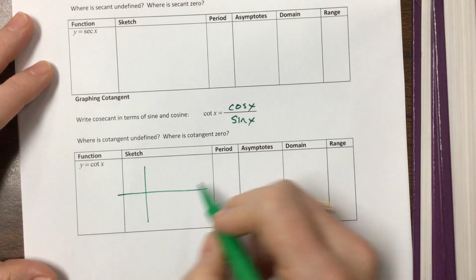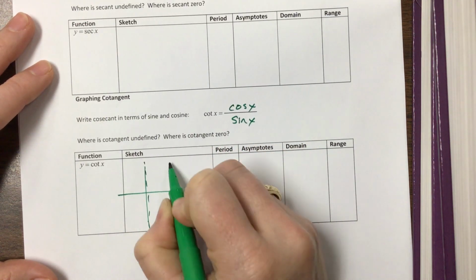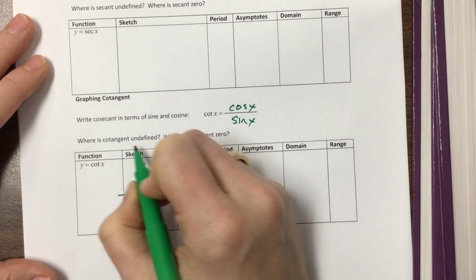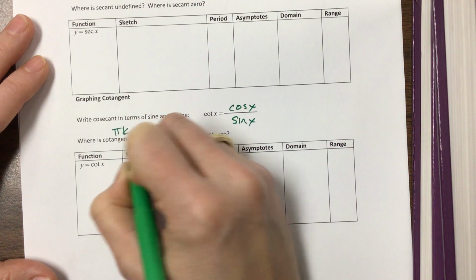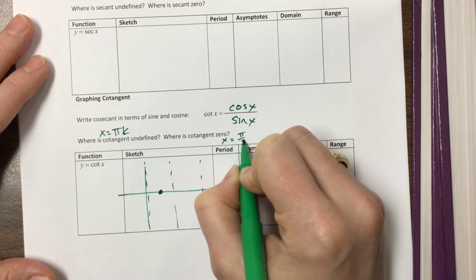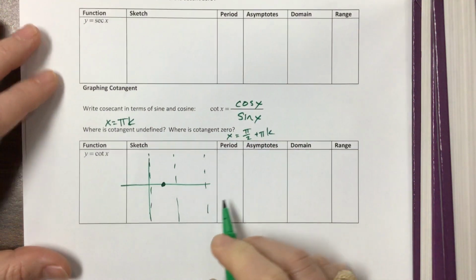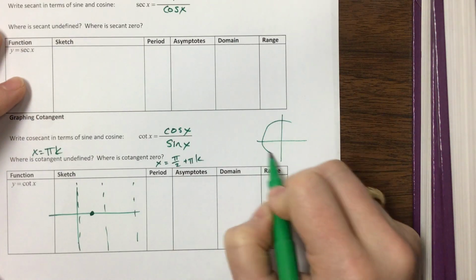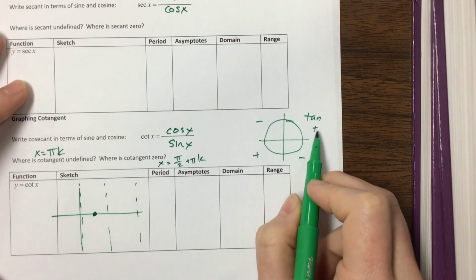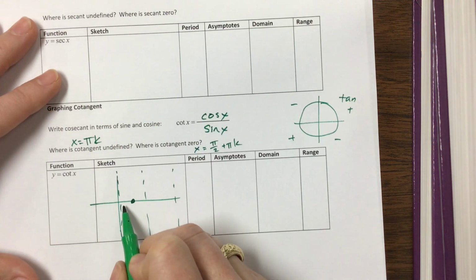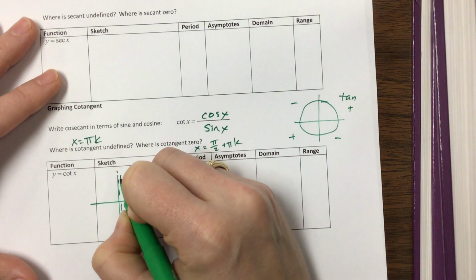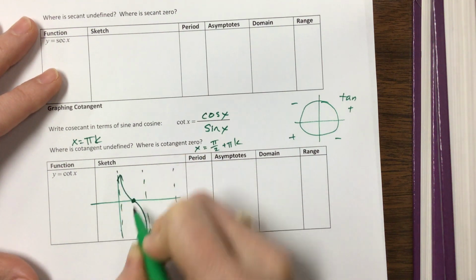On this one, we had asymptotes when sine is 0, which is at 0, at pi, and at 2 pi. When is cotangent undefined? At pi k. When is cotangent 0? Well, x is equal to pi over 2 plus pi k. But if you think unit circle, when tangent is positive or negative, so is cotangent. So in quadrant 1, from 0 to pi over 2, we need it to be positive. So it does something like this. This little interval was quadrant 1.